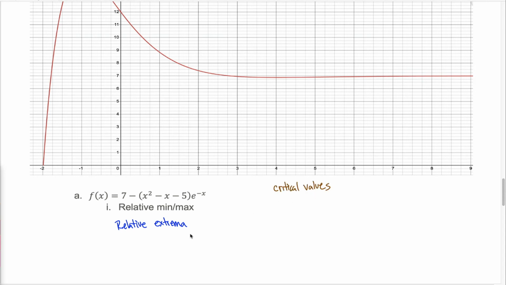And to figure out my critical values, I need to know the first derivative and specifically when it's equal to 0. So first let's figure out our first derivative. The derivative of this mess, the 7 goes away, turns into a 0. To figure out the derivative of this side, I've got to use the product rule.